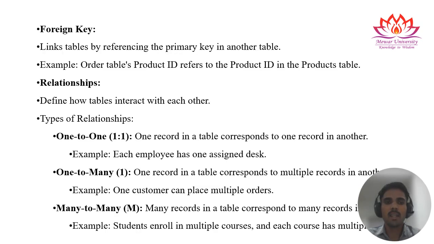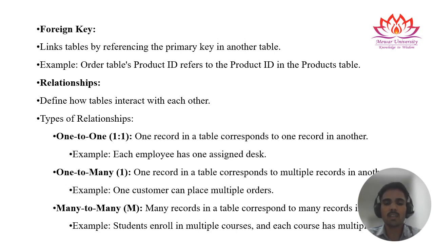Foreign key links the tables by referencing the primary key in another table. Example, the order table's product ID refers to the product ID in the products table. Relationships define how the tables interact with each other. Types of relations: one-to-one, one-to-many, and many-to-many.